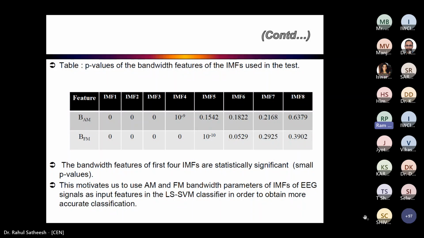For the first four IMFs, the probability value is less than 0.05, so they are statistically significant. And for the remaining four IMFs, 5th, 6th, 7th, 8th, you can see they are not statistically significant. Due to that reason, the first four IMFs' bandwidth features have been used for further classification using machine learning techniques. Here we have used the least square support vector machine classifier in order to have better classification. Next slide, please.